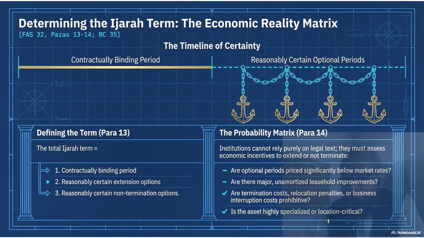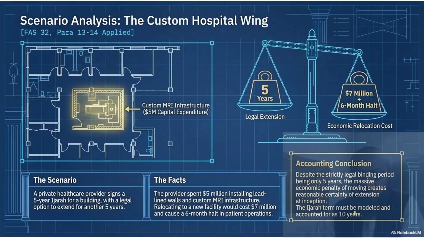Is the asset highly specialized or location critical? If the asset is highly specialized, it means nobody else is going to use this asset. So for the bank and for the lessee also, it is usually certain that the lease will be extended. So these are some of the tips that are available.